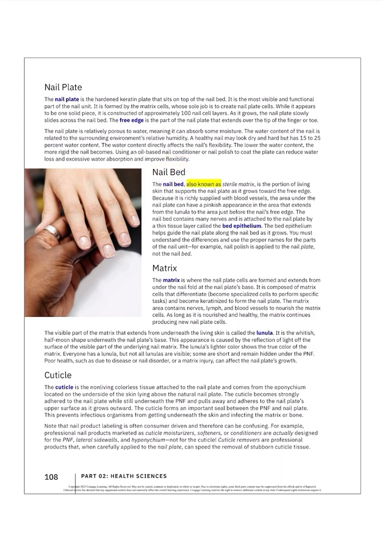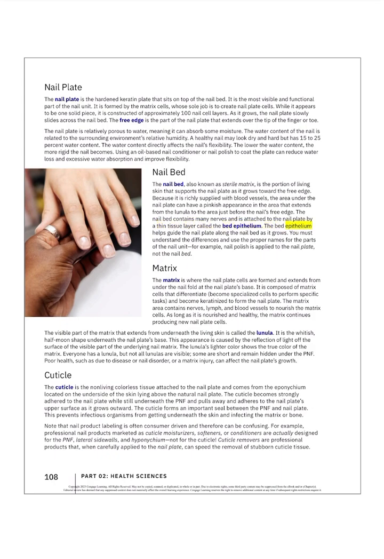Nail bed. The nail bed, also known as sterile matrix, is the portion of living skin that supports the nail plate as it grows toward the free edge. Because it is richly supplied with blood vessels, the area under the nail plate can have a pinkish appearance in the area that extends from the lunula to the area just before the nail's free edge. The nail bed contains many nerves and is attached to the nail plate by a thin tissue layer called the bed epithelium.